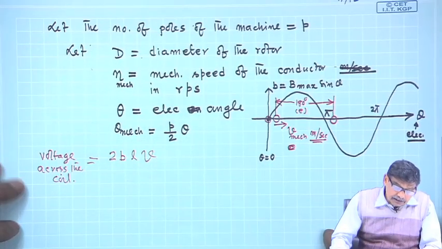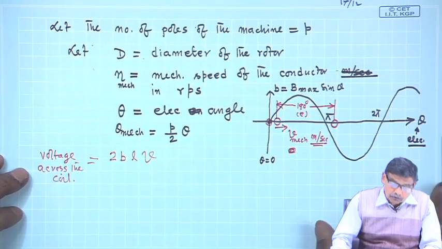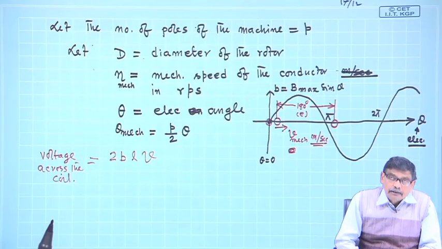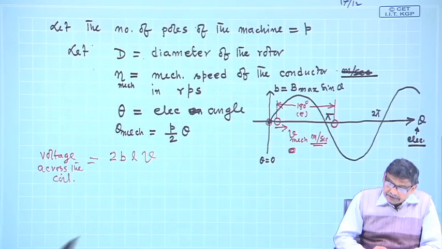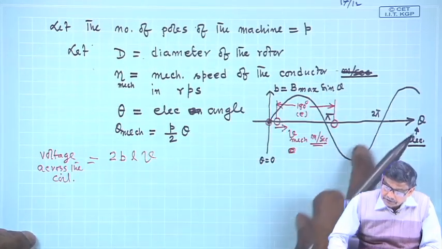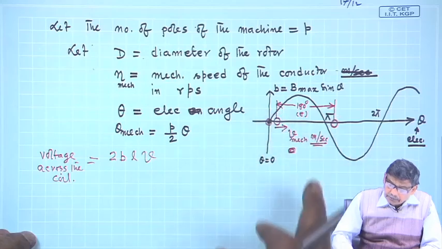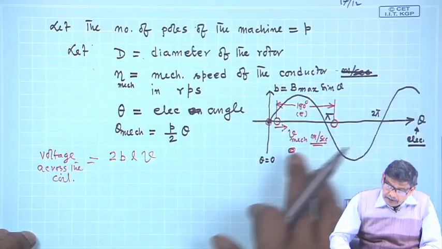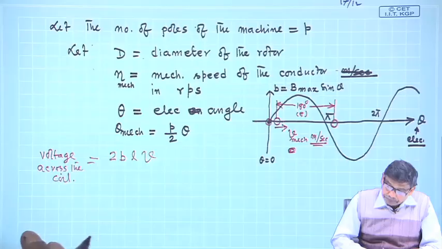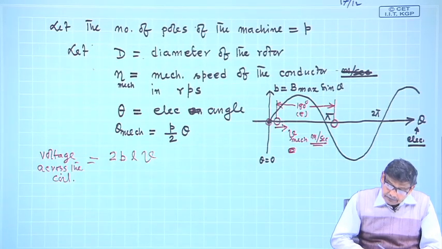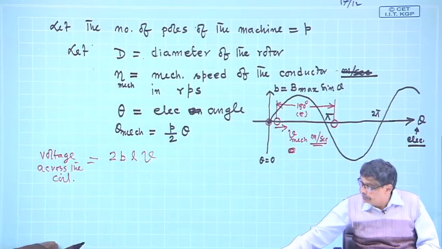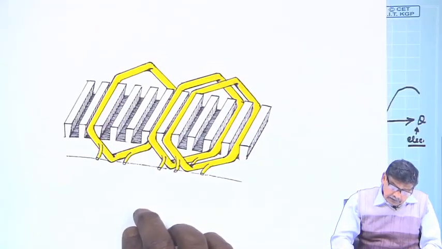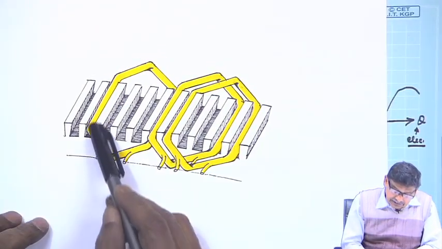So, my goal is now a very important goal, that if a coil moves in a magnetic field which is sinusoidally distributed, and the relative speed between this B and the coil is known, then what will be the expression of the AC voltage it will induce? And recall that a coil means like this.